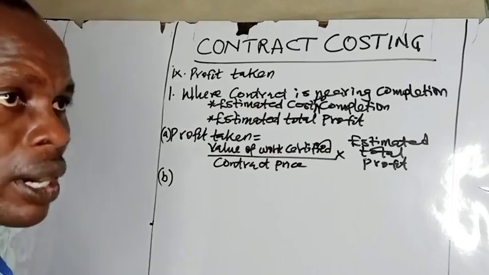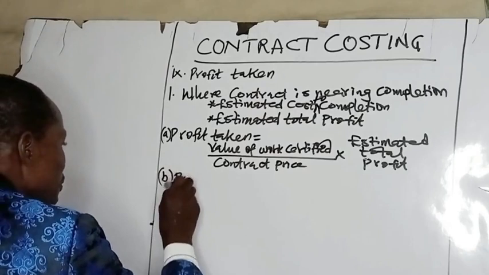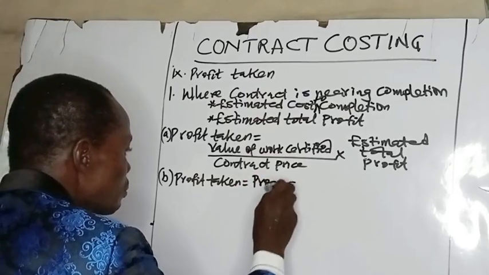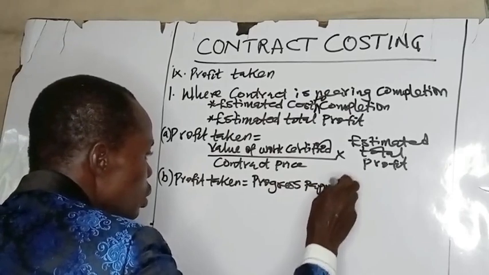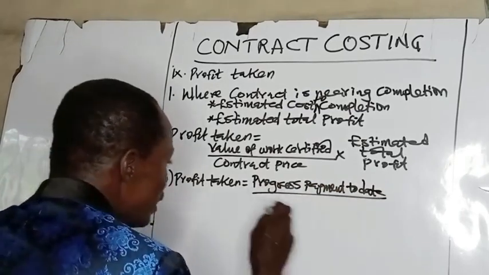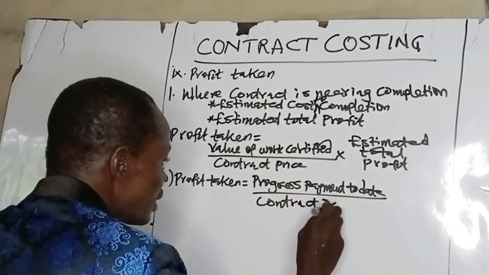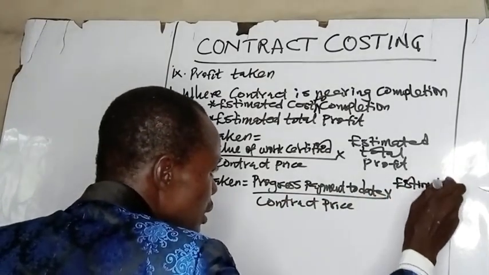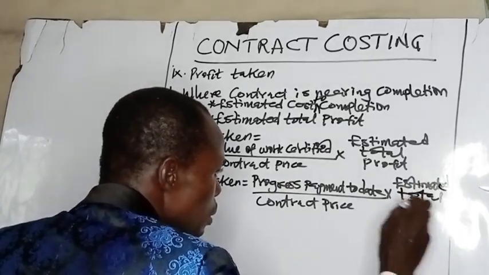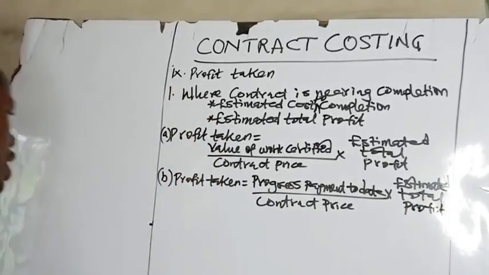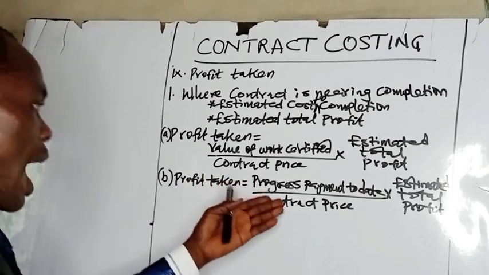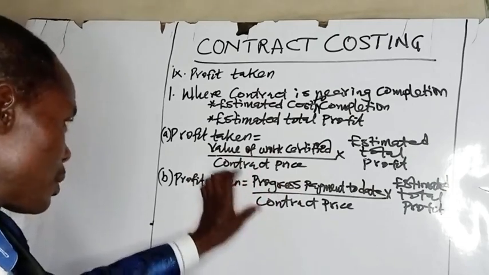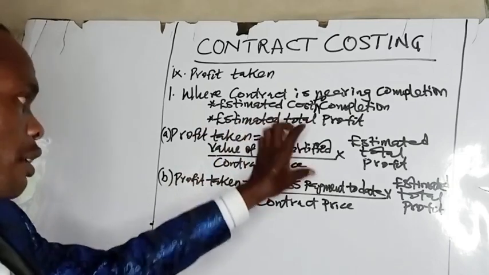Or you may use progress payment to date over contract price times estimated total profit. What is the relationship between the first two formulas? In the first formula, allowance is made for retention. They have made provision for retention fee there. But in this one, no provision was made for retention fee.